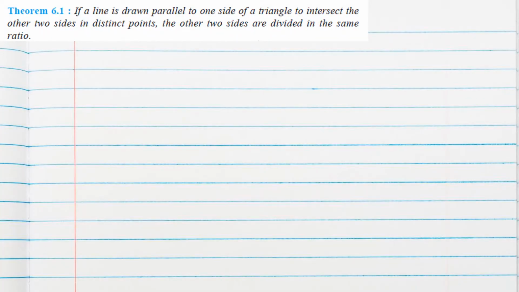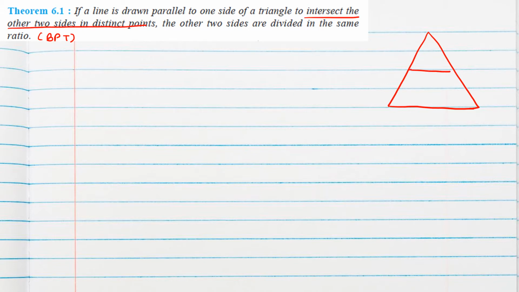This is the basic proportionality theorem, commonly known as BPT. What the theorem says: if a line is drawn parallel to one side of a triangle to intersect the other two sides in distinct points, means one triangle is given to us, and one line which is parallel to the third side of the triangle, and intersects the other two sides in distinct points.